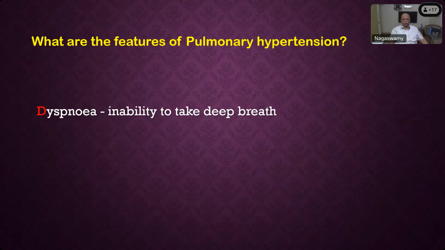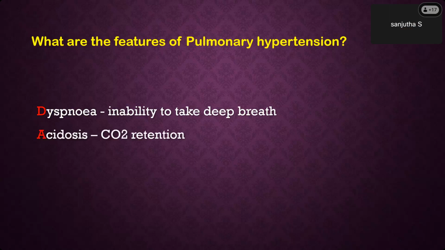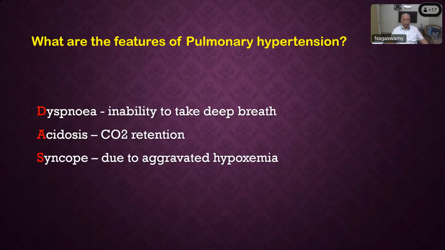Will the patient have chronic CO2 retention, or a normal CO2 level? CO2 retention will be there. So how will CO2 retention affect the pH? Acidosis. The patient will have respiratory acidosis because of carbon dioxide retention. Then they may have syncope due to aggravated hypoxemia, and heart failure and hypoxemia also will be there.